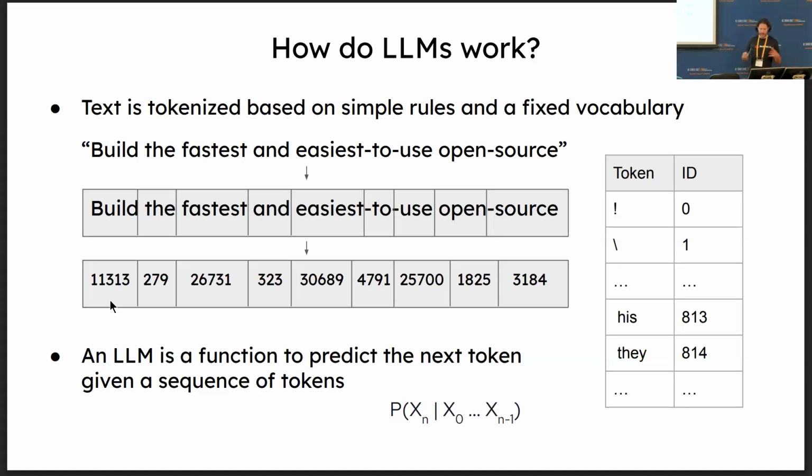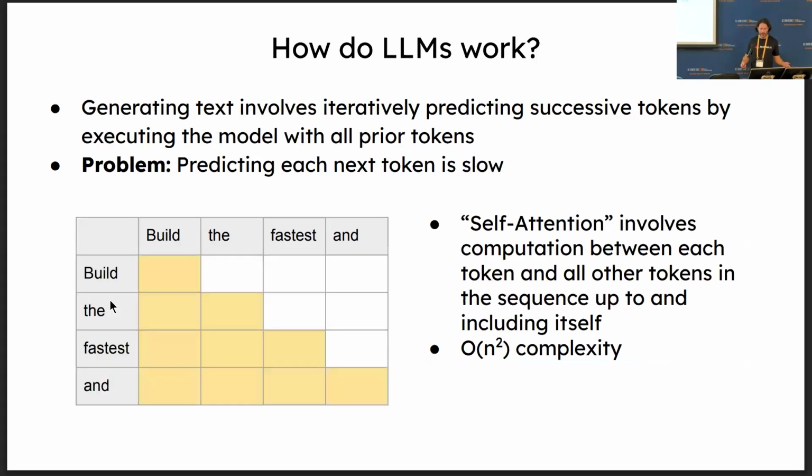Basically, the LLM is just a function that takes this sequence of tokens and decides what the next token is going to be, predicts what's most likely, given all the ones before. So to generate text, you just apply this repeatedly, passing it all the tokens that have been generated, including the next one, etc.